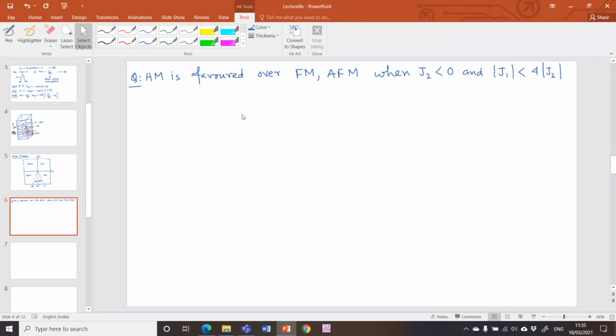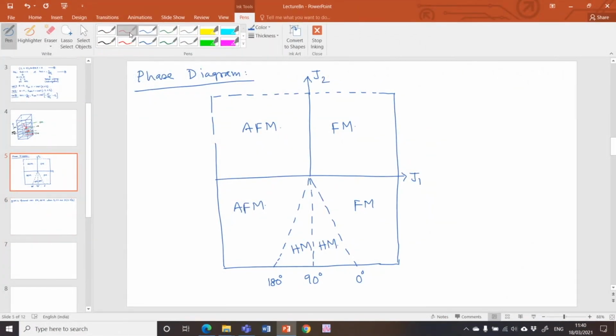So here helimagnetism is favored over ferro and antiferro when J2 is less than 0 and J1 is less than 4J2. So you have to prove that. Let's say this is my quadrant 1, this is Q2, this is Q3, and this is Q4. Now in Q1, what do we have? J1 is greater than 0 and J2 is also greater than 0.